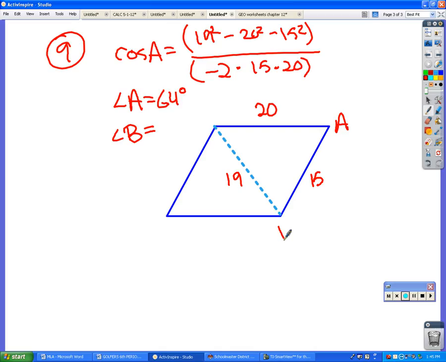So then they also want us to find this angle right here. So now that I know this one, how do I find that one? You could do the 20 squared plus, but I don't have to. What's the easier way? Well, what's true about these two angles? Yeah, they add up to 180. So that means angle B must be 116. Okay? All right, and then number 10.